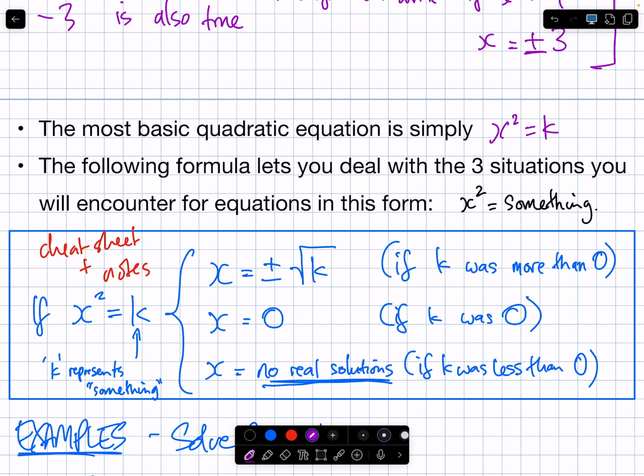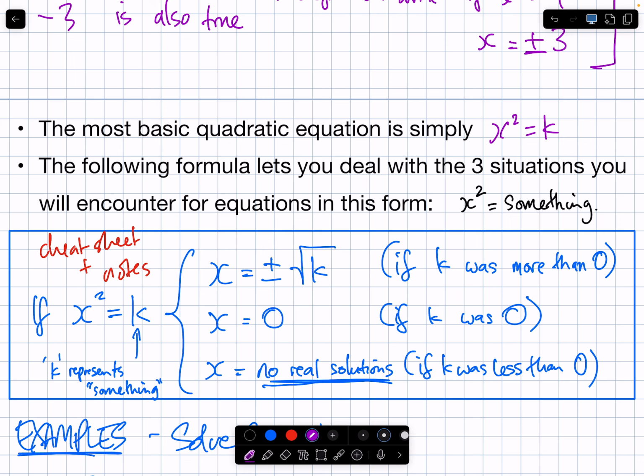I have 3 possible ways to deal with it. If k is a number more than 0, your answer is going to be plus or minus the square root of what k was. Can you see how that was our answer to x squared is equal to 9? What is the square root of 9? 3. And we wrote plus or minus 3.